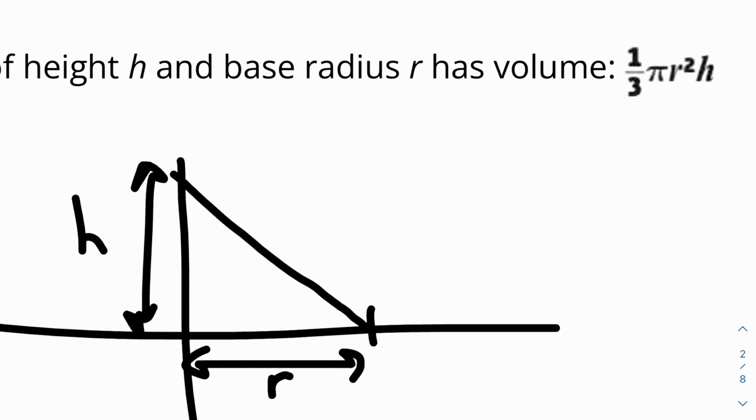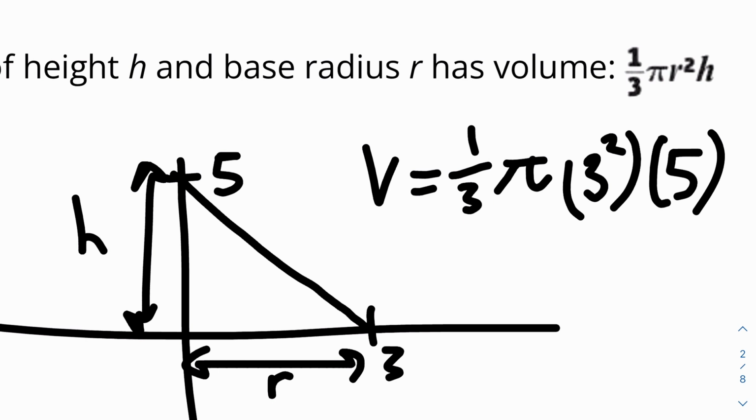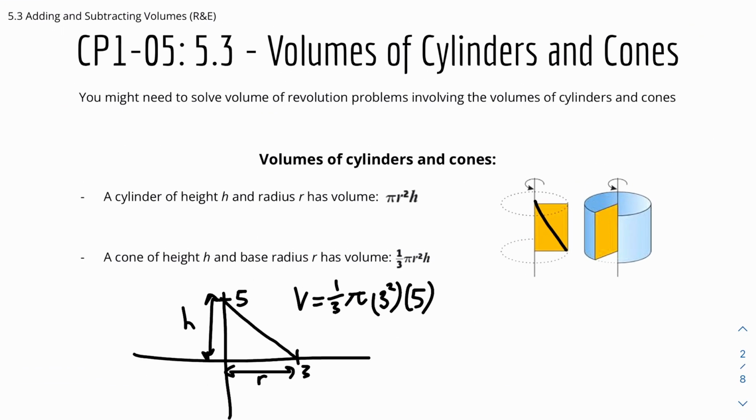So if it were to be 3 and 5, the volume generated would be volume equals a third pi r squared, 3 squared, times h, which is 5, which you can simplify to its simplest form.